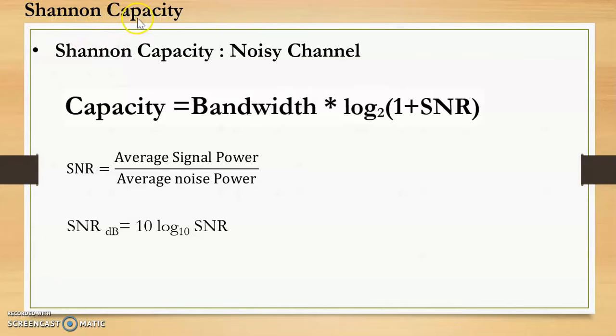Next formula is Shannon capacity. Shannon capacity was introduced by Shannon for a noisy channel. So it is used to find the highest bit rate or the capacity for a noisy channel. So the formula is bandwidth into log of 1 plus signal to noise ratio to the base 2, where bandwidth is the bandwidth of the channel and signal to noise ratio is given by this formula, that is average signal power divided by average noise power, and this formula is to find the signal to noise ratio in decibels.